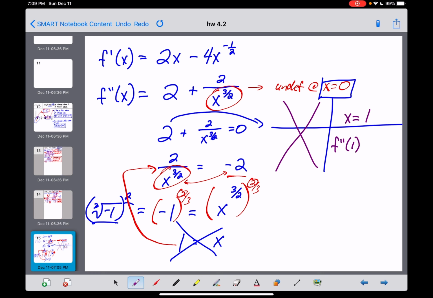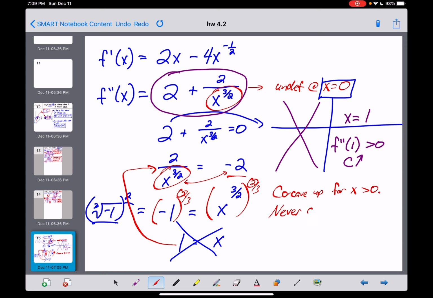Let's find out what's going on with our second derivative there. So I'm going to focus on this expression here for the second derivative, and if we were to plug a 1 in there, I think we can see pretty quickly that would end up being positive, and we are going to be concave up. So what's going on right here? They wanted intervals of concavity. So I think we can say that this graph of f is concave up for all values of x greater than 0.